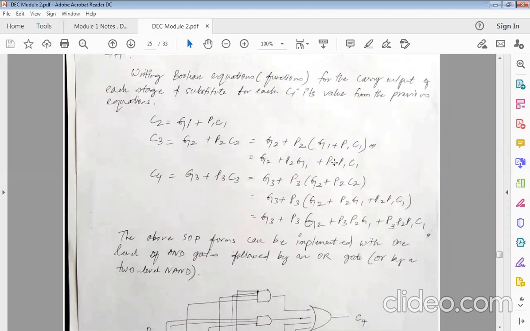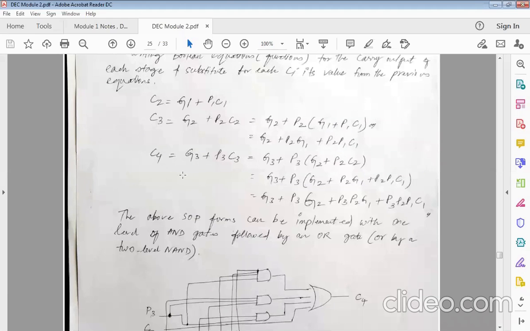So in my next stage, I'm going to do normal algebra. Just going to multiply: P2 G1 plus P2 P1 C1. Now, if you observe here carefully, C3 is not at all dependent on your previous stage carry. What is your previous stage? C2. C3 is not at all dependent on your C2. We have only C1.